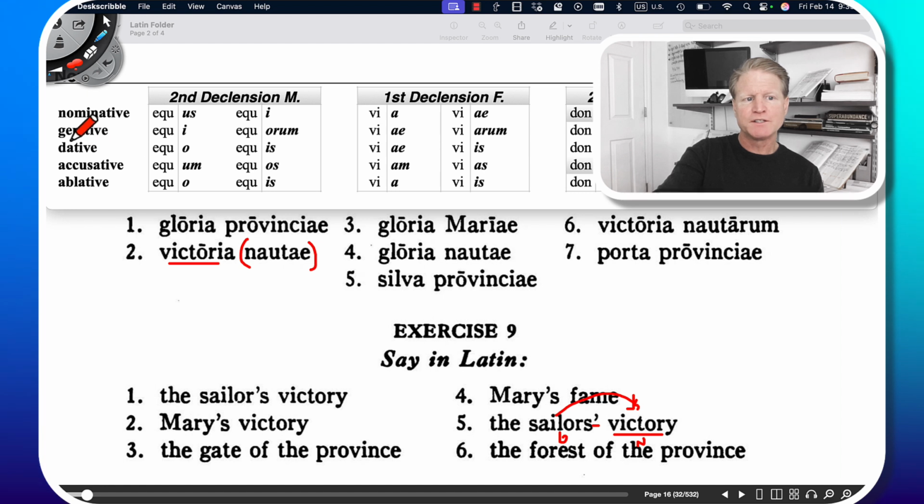So the genitive case we use to show possession, and typically we will use the word of, or we will use an apostrophe.